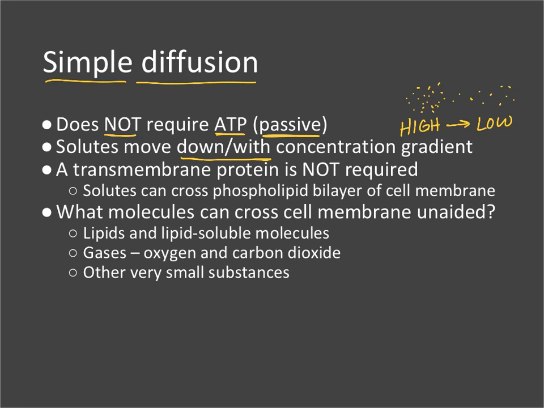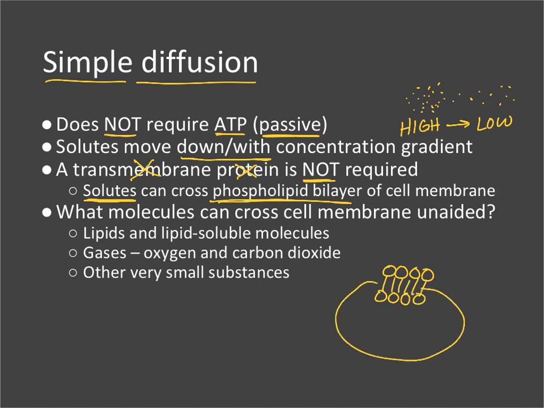Now, in simple diffusion, this refers to solutes or substances that can cross the phospholipid bilayer, meaning that we do not need a transmembrane or transport protein in order for this to occur. So remember, we have our phospholipid bilayer here, making up the majority of our cell membrane. So in simple diffusion, materials can go right across that phospholipid bilayer without any help.